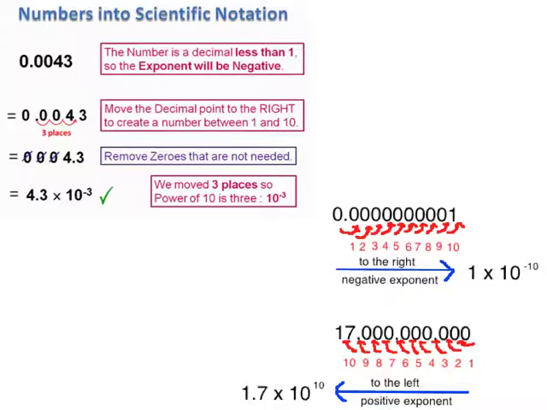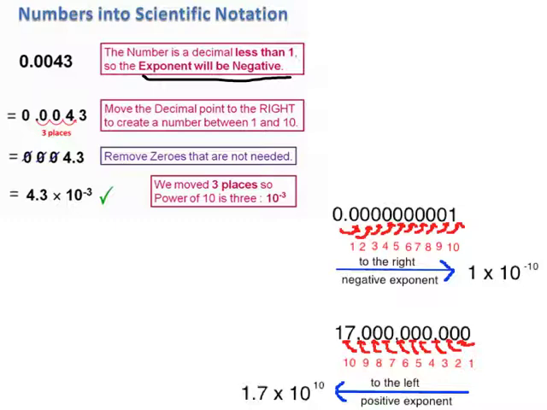So, the number is a decimal less than 1. The exponent will be negative. So we'll move the decimal point to the right, remove any zeros that we don't need, and place the power of 10. We moved it 3 places in this particular instance, and we moved it to the right, so that is a negative 3.